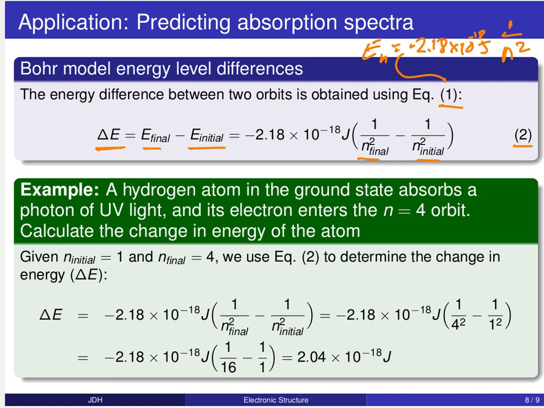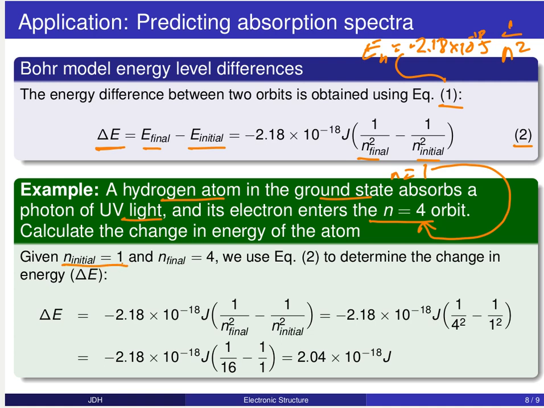So to see how we could put this into use, let's suppose we've got a hydrogen atom in the ground state. If that electron's in the ground state, ask yourself, what does that mean about n? n must equal, pause the video there, n equals 1. Okay, must be ground state, n equals 1, and it is absorbing a photon of ultraviolet light. Through this absorption process, that electron ends up jumping all the way up to n equals 4. So you've got an n equals 1 all the way up to n equals 4 transition, and we want to calculate the change in energy of the atom.